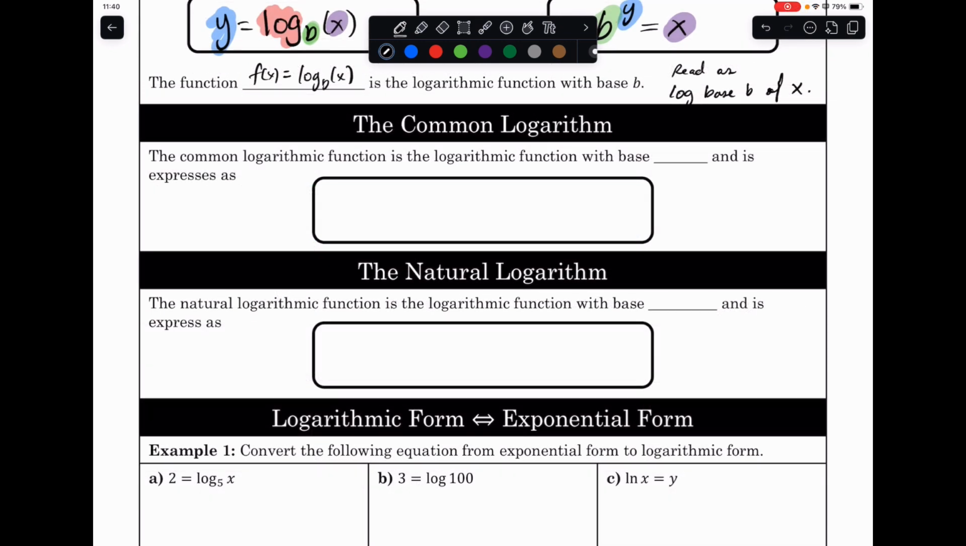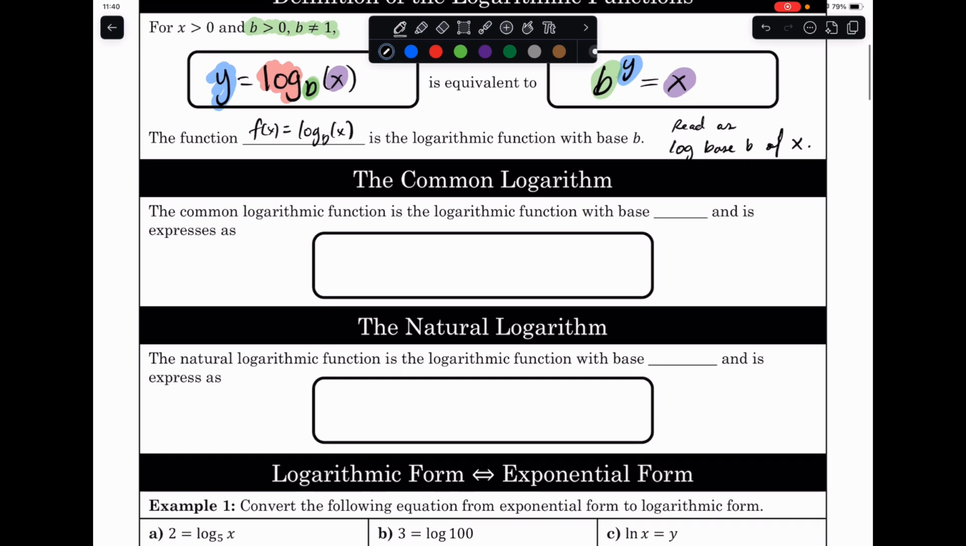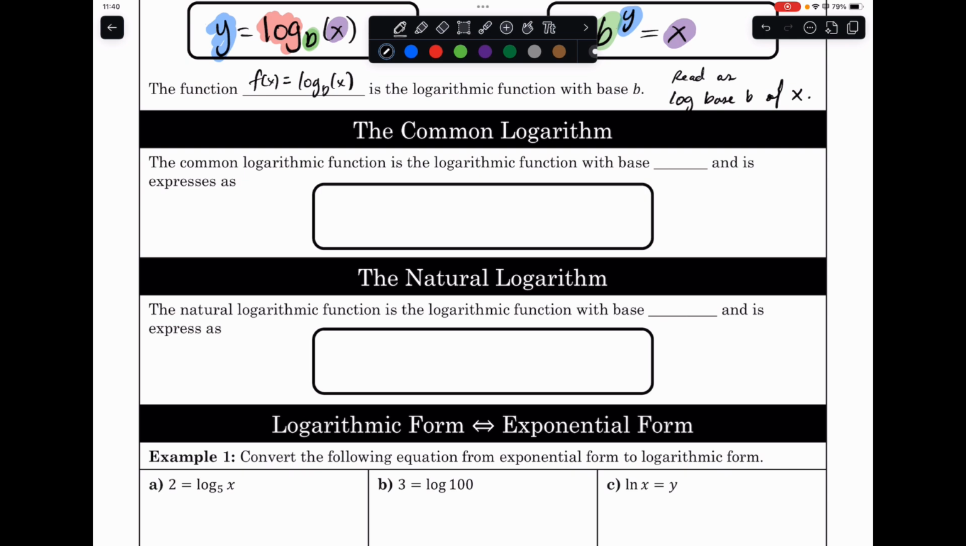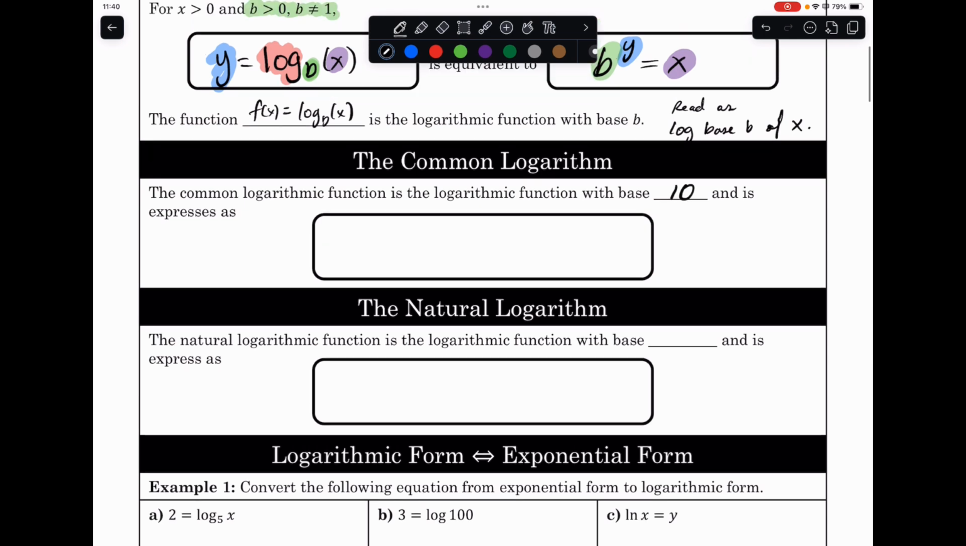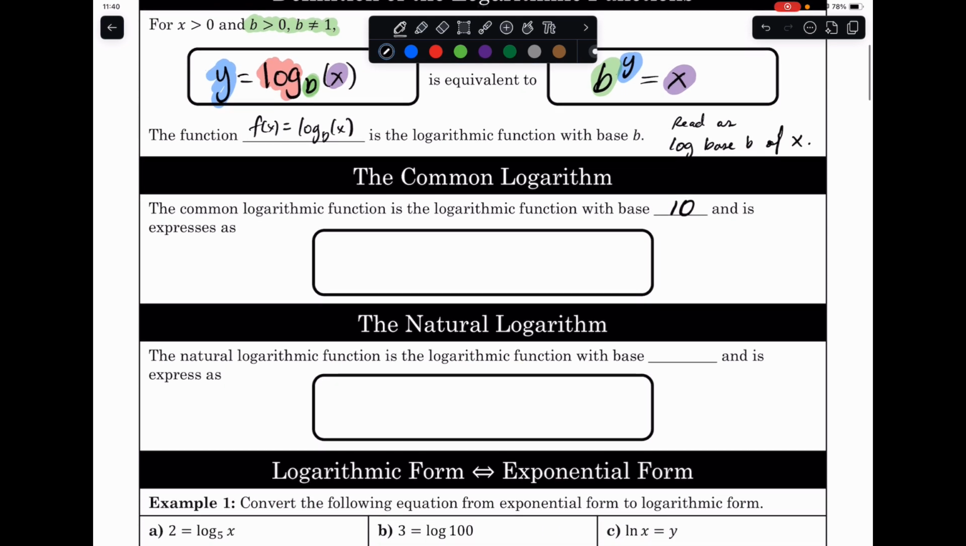Now, before we go into how to evaluate this without the calculator and correlating the definition to its exponential equivalency, let's talk about two very special logarithms. The most common logarithmic function is the logarithmic function with a base of 10. Remember, the base b is going to be any positive number that is not equal to the value of 1.